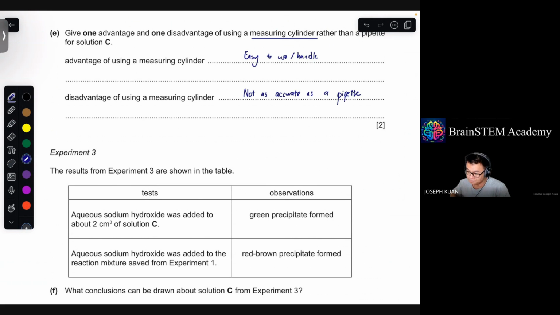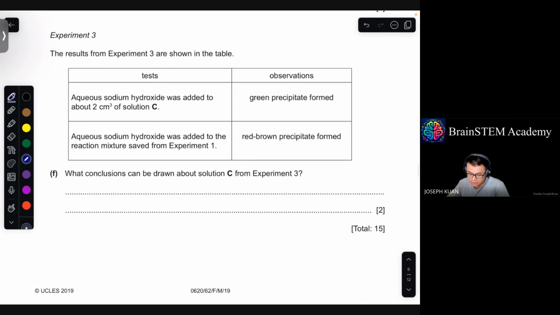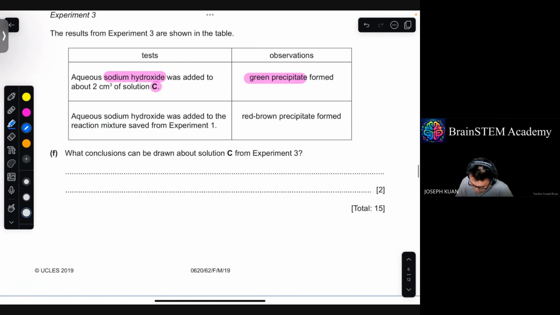Moving on to experiment 3. The results from experiment 3 are shown in the table. So you have 2 tests and also observations according to the test. The first test is having aqueous sodium hydroxide added to about 2 cm³ of solution C, and you form a green precipitate. On the other hand, you have another test where sodium hydroxide was added to the reaction mixture saved from experiment 1. So you are forming a red-brown precipitate.